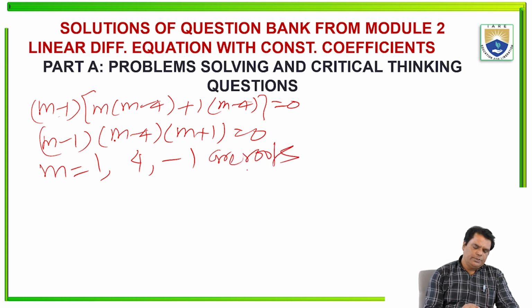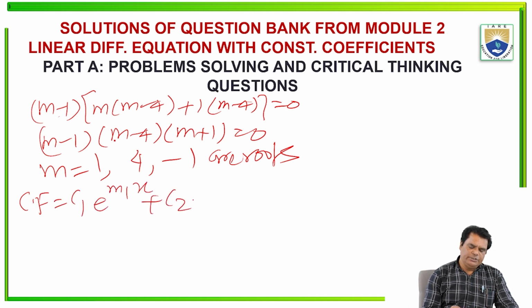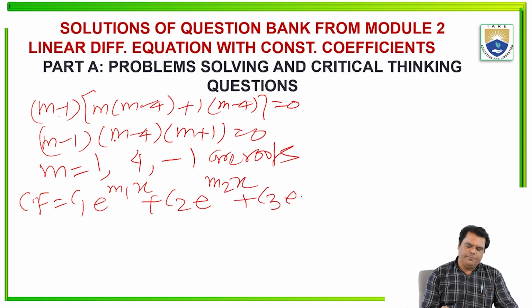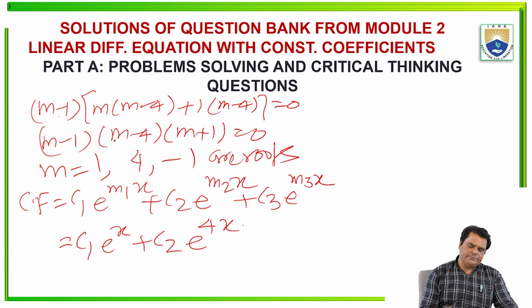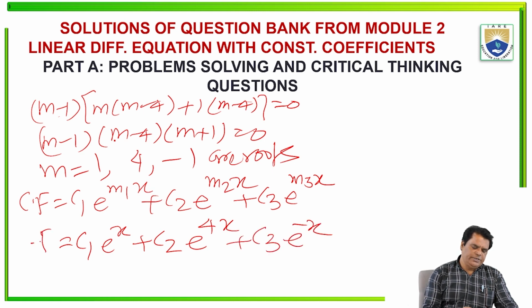These are the roots. So here CF is equal to C1 e to the power m1x plus C2 e to the power m2x and plus C3 e to the power m3x. There are three roots, so C1 e to the power x plus C2 e to the power 4x plus C3 e to the power minus x. This is the CF.